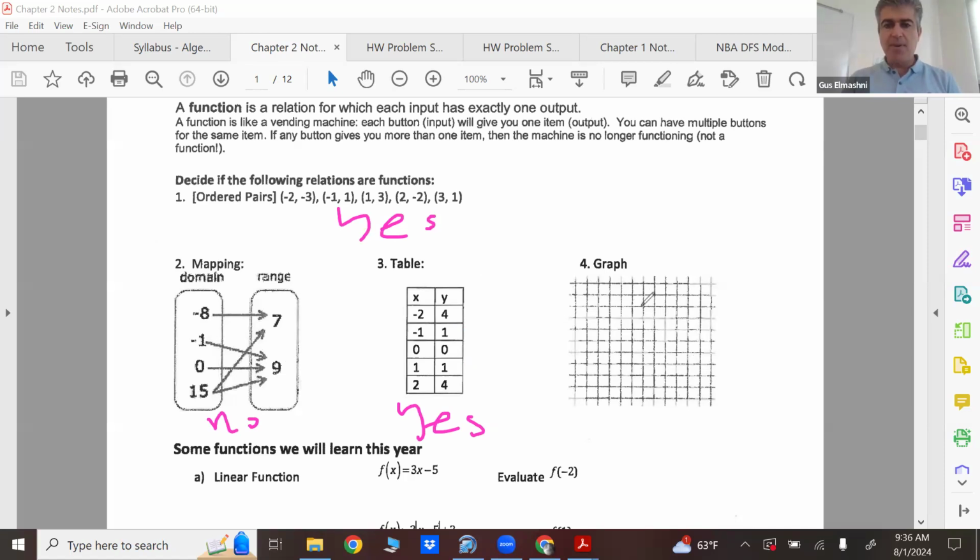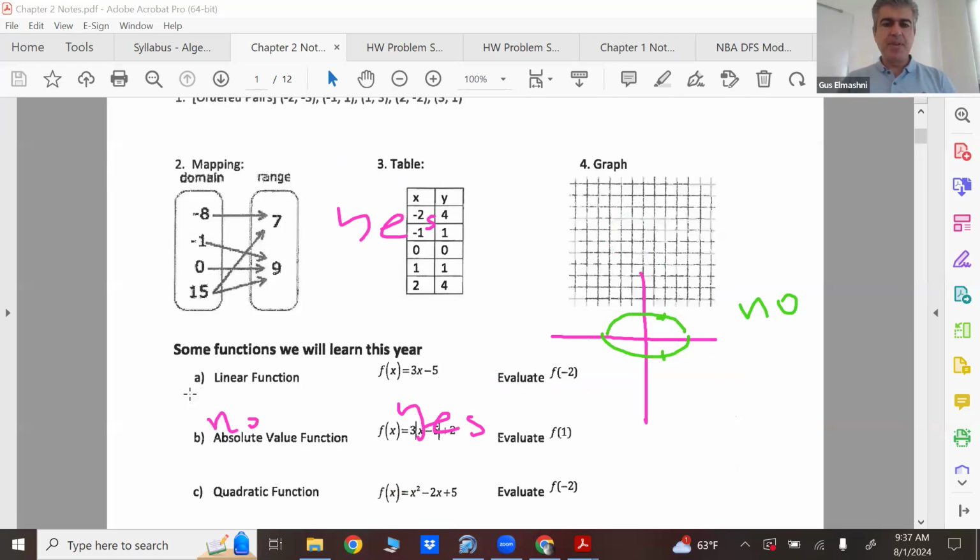There's no graph here, so I'll just make up a graph for you guys. So would that be yes or no? No, right? Because it crosses the vertical line more than once. Or if you think about it, there are two points here that have the same x value. X is repeated for some of these points. Actually, for all the points except for the endpoints. So that's a no. All right.